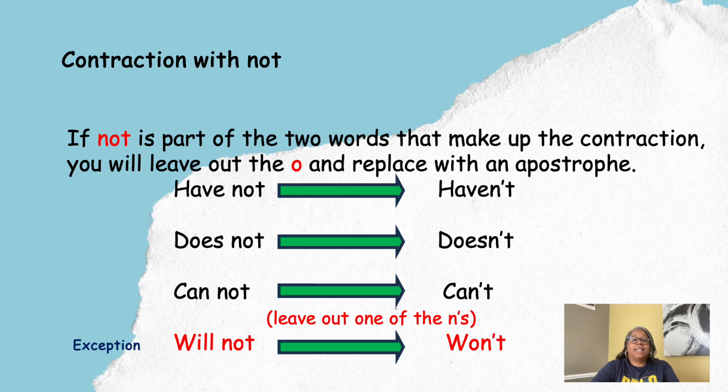Also, there is an exception when you are using the words will and not. In this particular exception, you will eliminate the I and both of the L's. So will not is an exception, and that contraction would be won't.